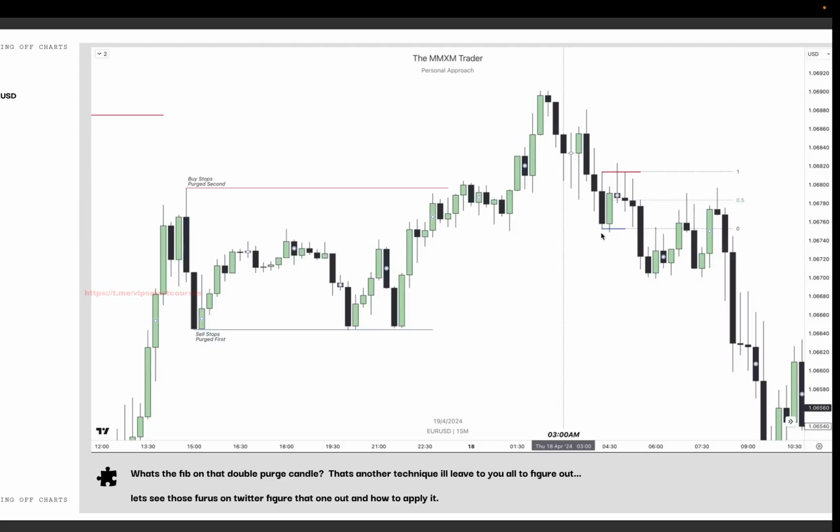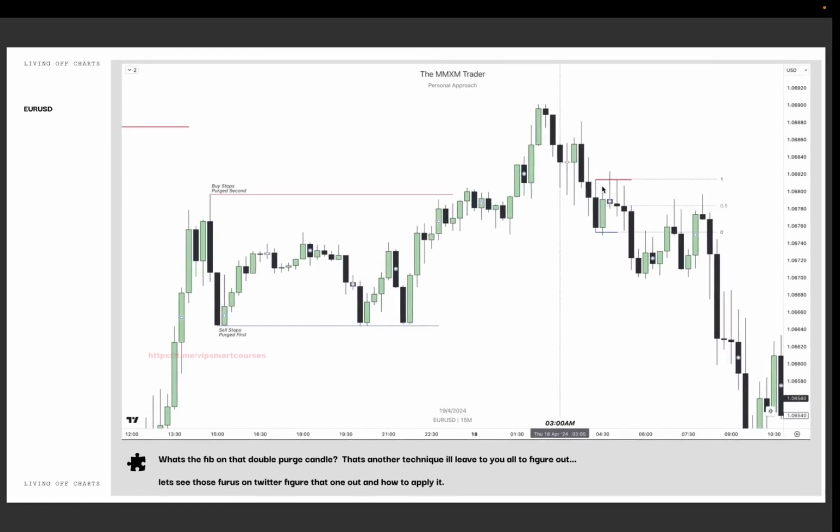Now we have a double purge here of this candle. So we run the low, close within, run the high, close within. Then we sell off, leave a fair value gap here, true PD array, true order block here. And I've slapped a fib on this because there's a very specific technique here. And I'm not going to elaborate on this, but it forms at specific times and within a specific structure.